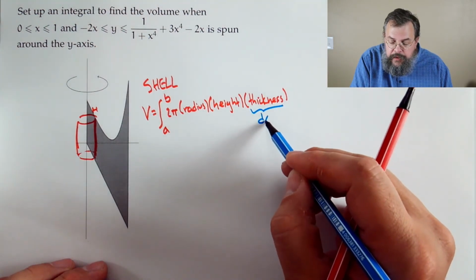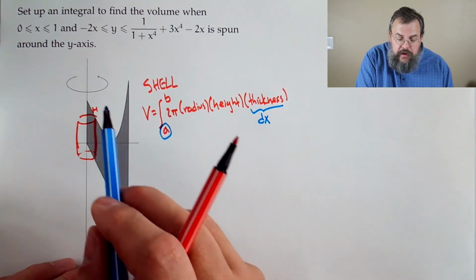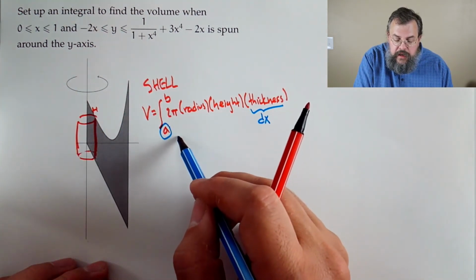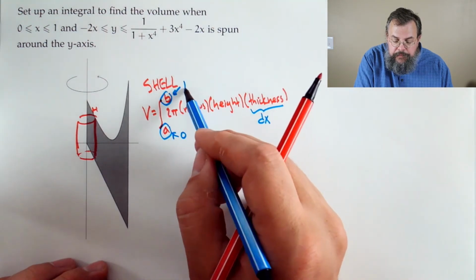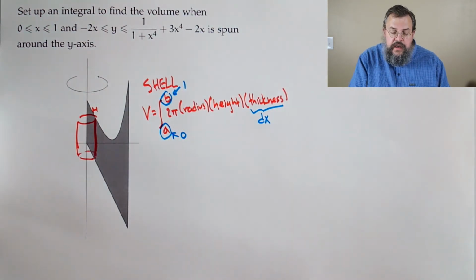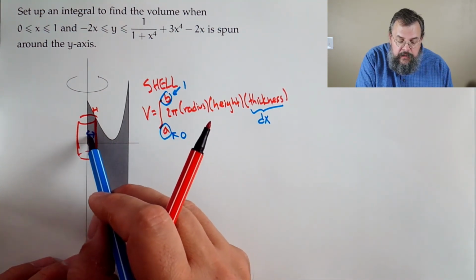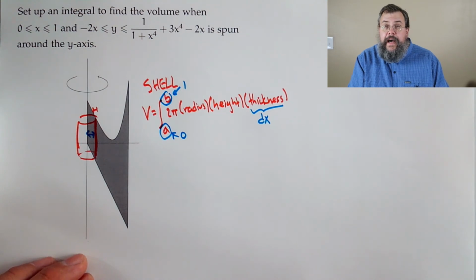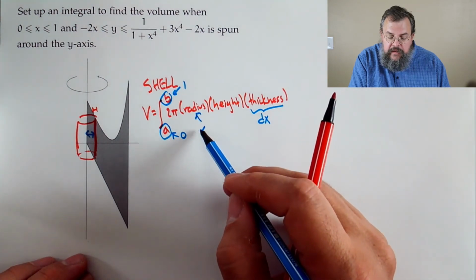Okay, so we're going to integrate with respect to x. We know we're looking for x bounds. So x goes from 0 to 1. Okay, so we're going from 0 up to 1. So far, so good. Our radius is how far we are from where we spin. Well, we're going around the y-axis, which really corresponds to x equals 0. So our distance would be x.